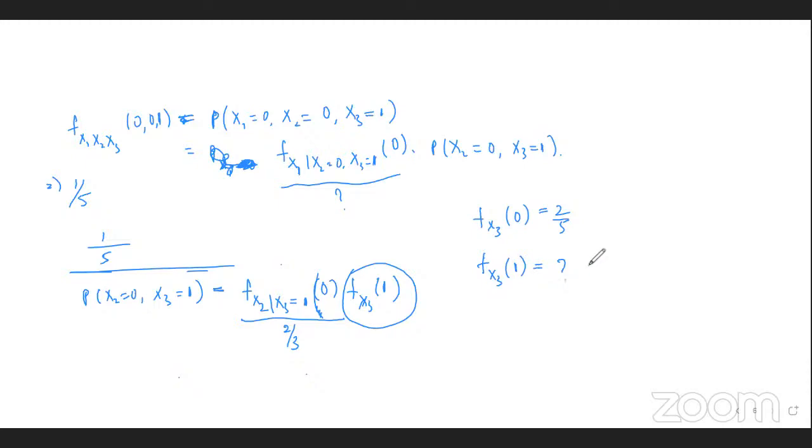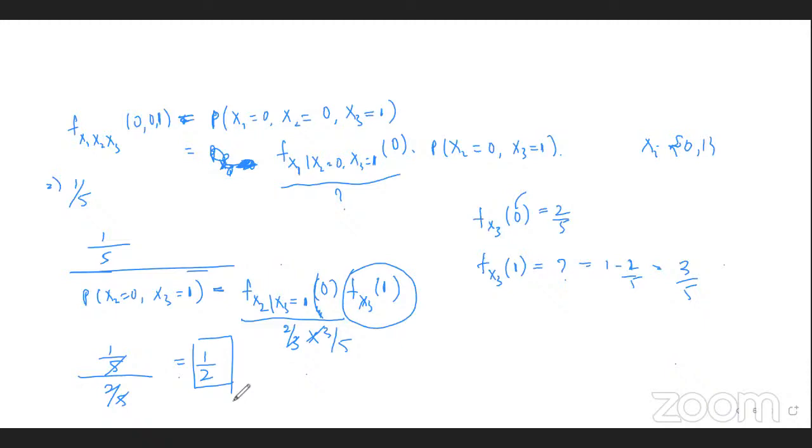Yes. Since the Xi's are taking values in 0, 1, and since fX3 of 0 is given to you, fX3 of 1 should be 1 minus 2 by 5, that is 3 by 5. So you just have to multiply 2 by 3 and 3 by 5 here. This will get cancelled out and it will be 1 by 5 divided by 2 by 5. So it will come out to be 1 by 2.